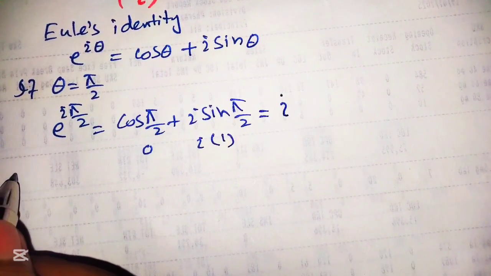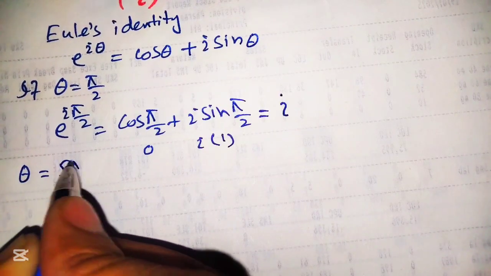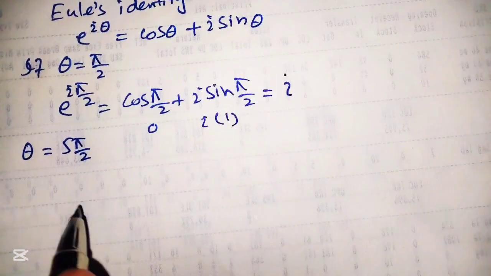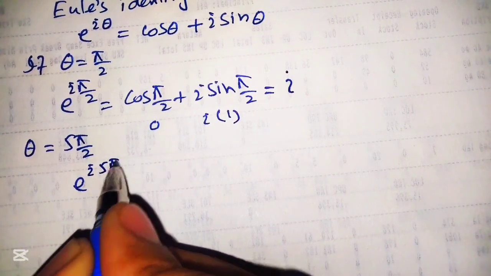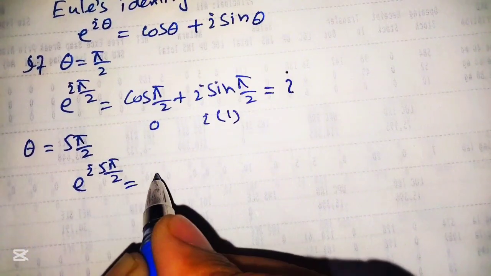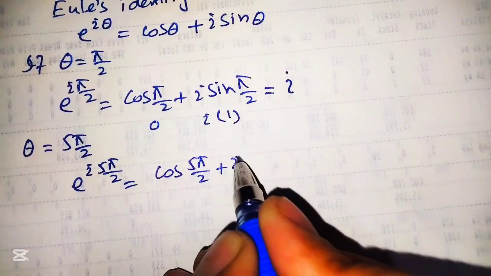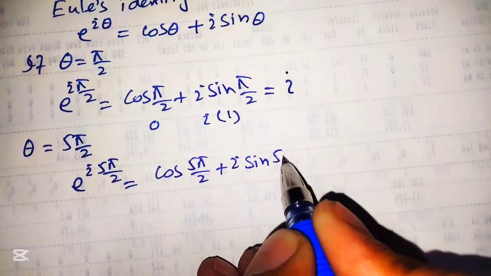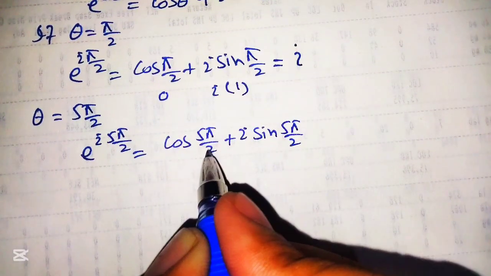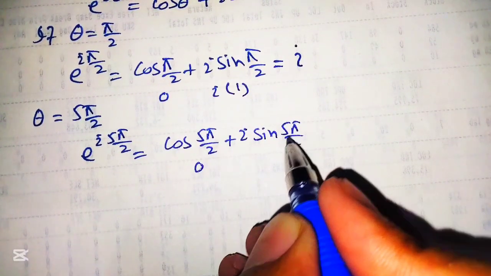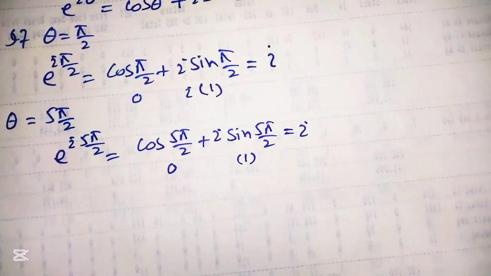Similarly, if we take theta is equal to 5 pi by 2, then it will become e raised to power iota 5 pi by 2 is equal to cos of 5 pi by 2 plus iota sine of 5 pi by 2, and from this again cos of 5 pi by 2 is 0 and sine of 5 pi by 2 is 1, and so we will get the answer iota again.